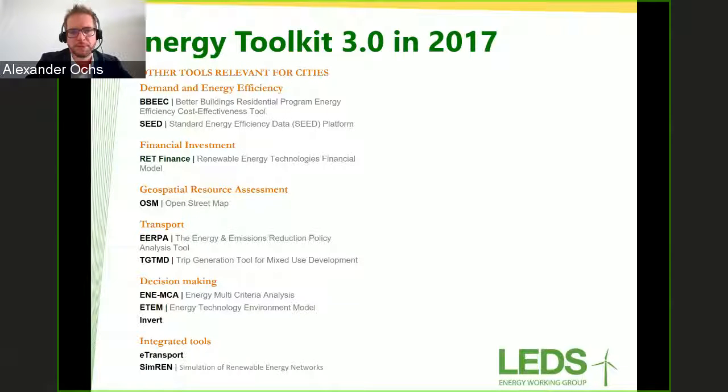I'll present the categories quickly. There are two tools on demand and consumption efficiency, a second one on financial investment, and one added tool on geospatial resource assessment. For the first time, we want to add two transport tools, because it's an energy toolkit and not just an electricity toolkit. And there are two more categories: one which we, as a working title, called decision making, and two added tools with specific city relevance that we would consider to be integrated tools.